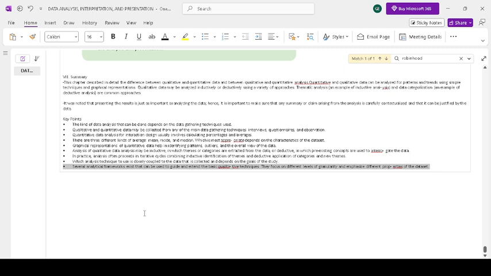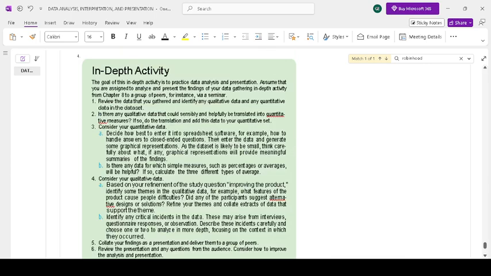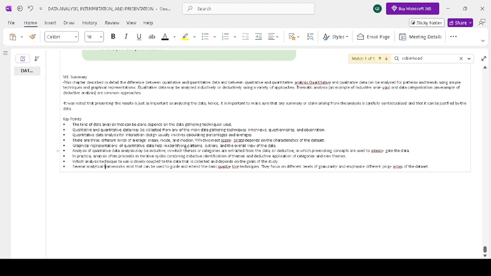Several analytical frameworks exist that can be used to guide and extend the basic qualitative techniques. They focus on different levels of granularity and emphasize different properties of the dataset. So the tools that we discuss here are only the initial ones. You can invent your own tools. Maybe you will be able to discover something. So it depends on granularity. So that's how we organize it.